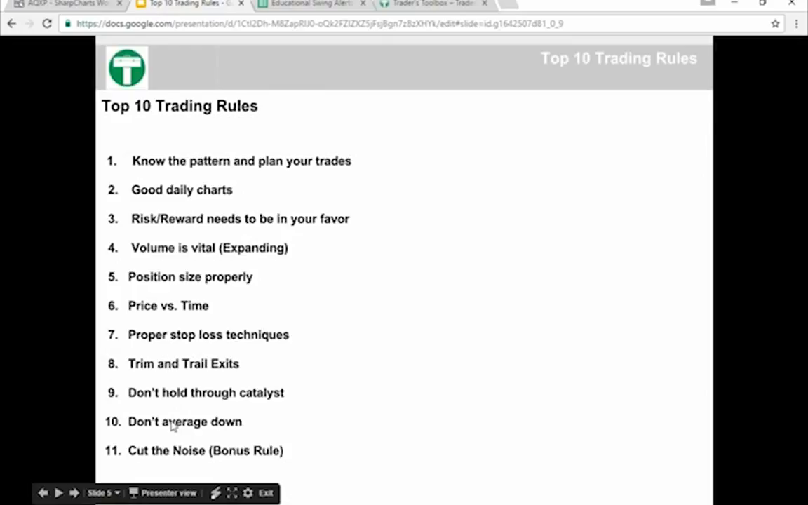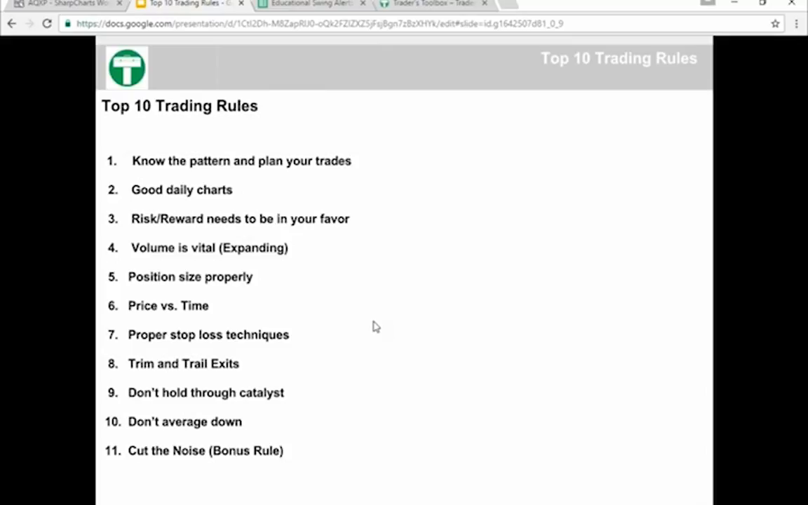Number 7, proper stop loss techniques. Okay, so I'm a trader that will enter whole hog on my positions. If I want 1,000 shares and the price dictates that I buy the stock, I'll go the entire 1,000 shares. I will do the same on the exits, which will lead into number 8 in a second. But I will do the same with my stop loss. I will not scale out. If the price is stopping me out, I just get out of the entire position. Okay, so that's what I mean by proper stop loss techniques.